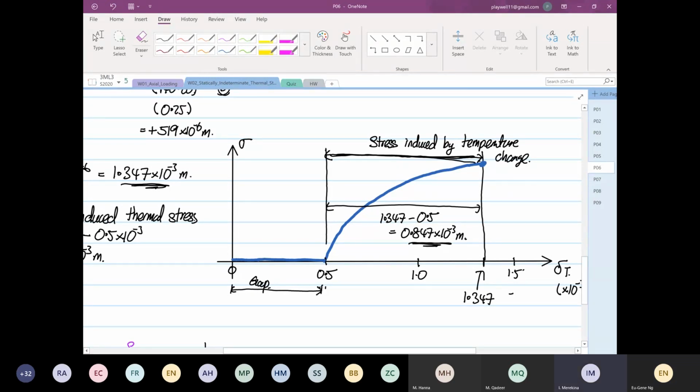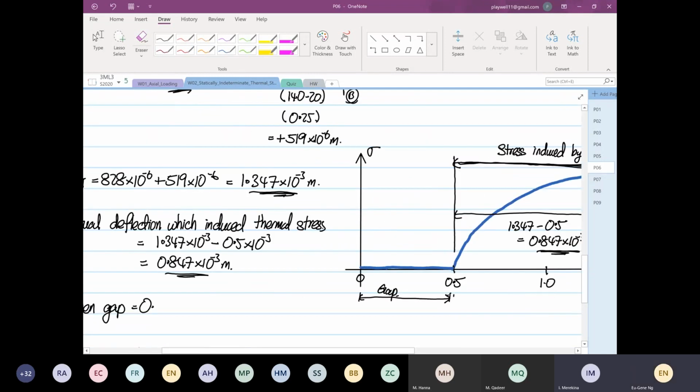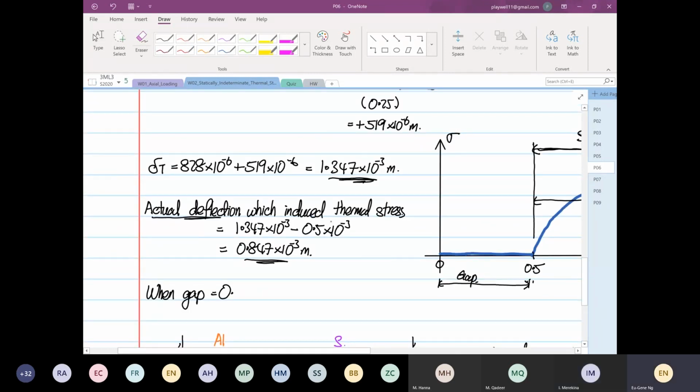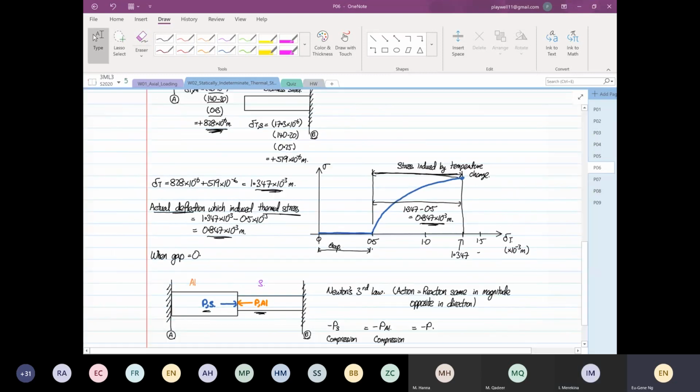Because of this gap, we're using the 0.847. Is there a separate letter for this value? The 1.347 is delta T, right? This one we just call the actual deflection, which induced thermal stress. The formula says delta T, but we have to consider the gap, right? So that's the actual deflection. Anyone else?